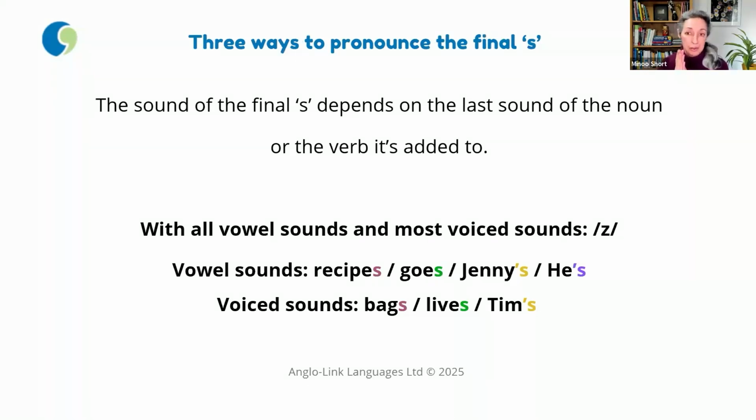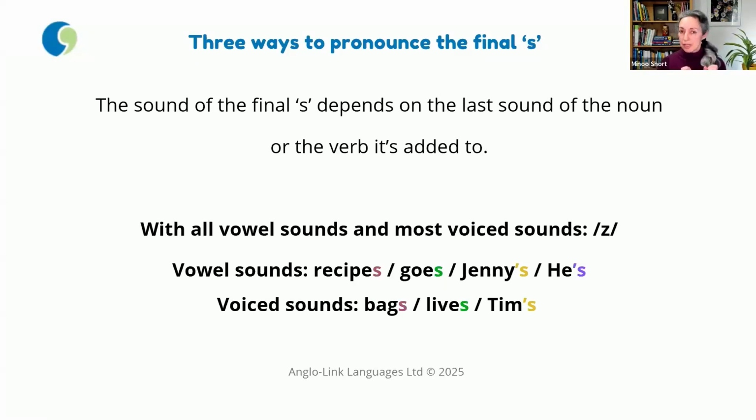Right, we can now look at the pronunciation of the letter S when it arrives at the end of a word, whether it's a noun or a verb. With all vowel sounds and most voiced sounds, the sound that you will have to create is Z, the voiced sound Z. Let's look at some vowel sound examples. For example, recipe, recipes. Go, goes. Jenny, Jennies. He, his. Example of voiced sounds, bag, bags.